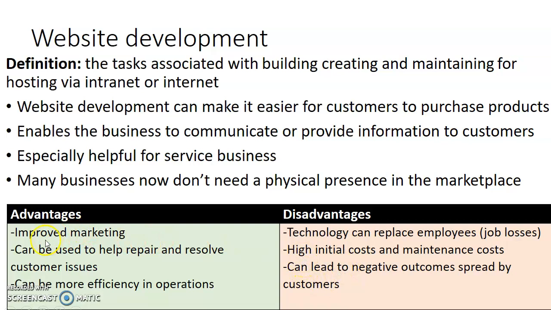Now, advantages: improved marketing, can be used to help prepare for and solve customer issues, and can be more efficient in operations. Improved marketing: if you're marketing your product on Facebook, you see ads and you're really tempted to buy the product. Disadvantages: technology can replace employees, again job losses, high initial costs and maintenance costs, and it can lead to negative outcomes spread by customers. When you need to build the website, it involves cost because you need to hire a person. And the reviews, if customers are giving negative reviews about you, then it's not going to be helpful.